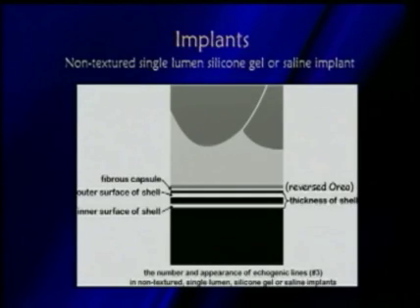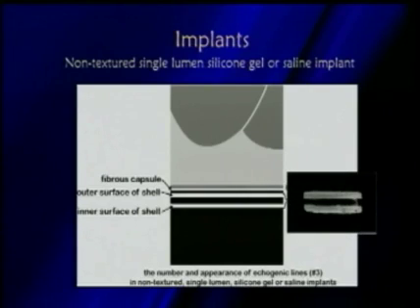Now in looking at implants, you can have non-textured single lumen silicone gel or saline implants. What we're going to see on ultrasound is the outer surface of the implant and the inner surface of the shell, and then the body's reaction to that is a fibrous capsule that we're going to see. We call this appearance the reverse Oreo cookie appearance, and this is what we're going to be looking for in ultrasound if we're looking for the presence of an intracapsular rupture or disruption of the shell.